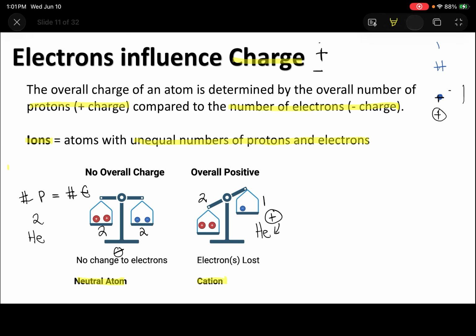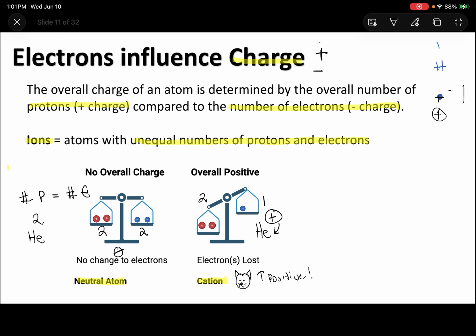Now, the way that I remember what we call these is I like cats. I have 3 cats, okay? And I think cats are positive. Yay, positive cats. So I call them cations.